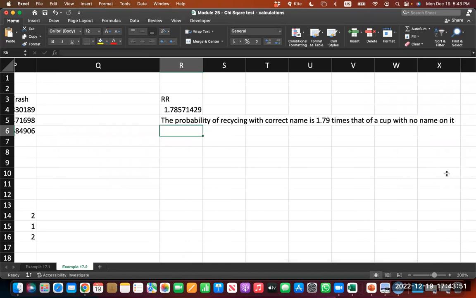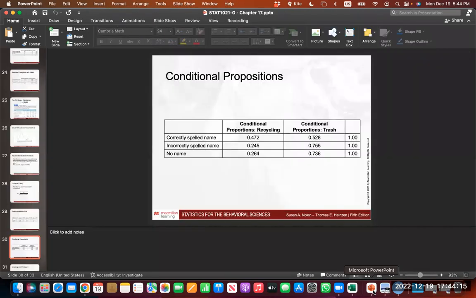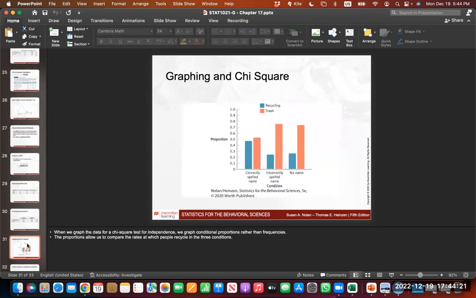relative risk. And that's important because not only is this 1.79 times that of a cup with no name on it, it's also a risk increase of 78%. So you basically have a probability increase of 78% above the standard reference level. Any questions on this? So that's relative risk. It's quite important to know, at least in broad strokes, what that is.